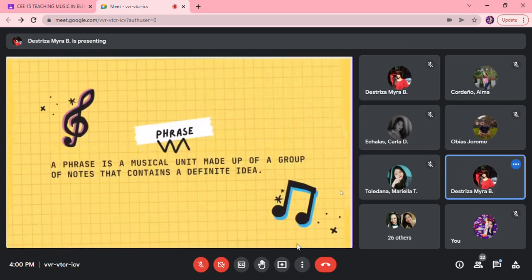Next is phrase. A phrase is a musical unit made up of a group of notes that contains a definite idea. Just like in grammar and language, usually it takes more than one phrase to complete a melody. In songs, it is easy to identify phrases, for they are usually delineated by commas, semicolons, colons, and other punctuation marks. If the end of a sentence is marked with a period, then the end of a musical phrase is marked with a natural feeling of short breath or rest. In singing a phrase, you have to take one long breath from the start up to the end of each phrase, like reading a sentence.